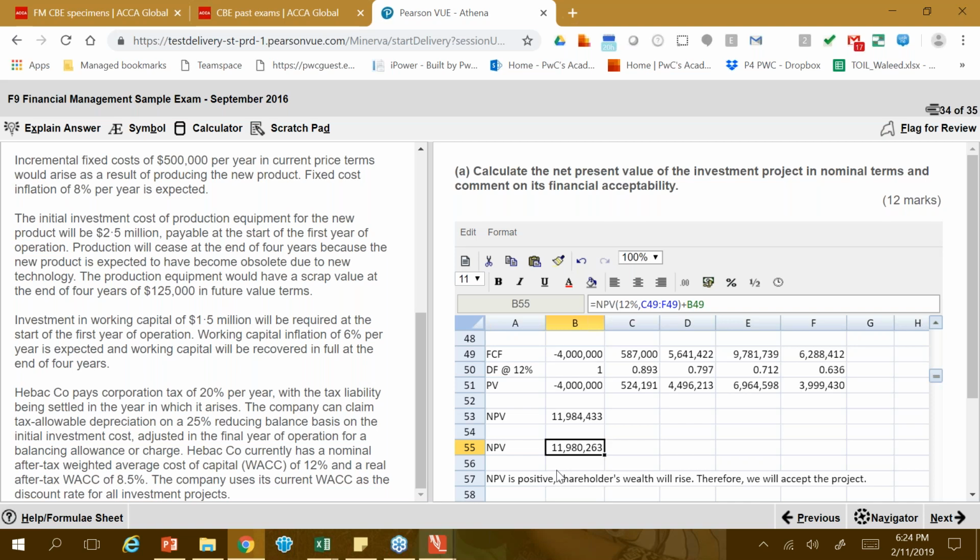Now, if this NPV was negative, we would have said NPV is negative, shareholders' wealth will fall, therefore reject the project.